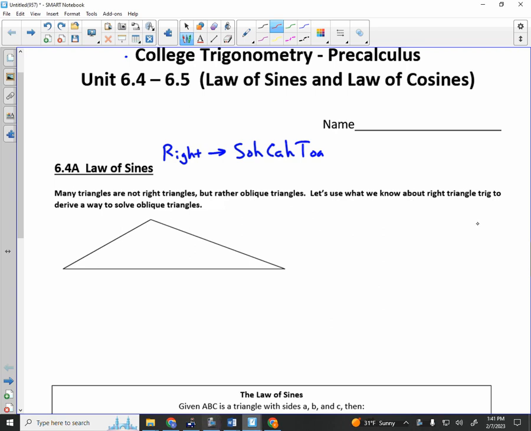A lot of people, this is their favorite unit of trigonometry. I think from here on out, I just think trig is super cool. I can't think of a unit we cover that isn't fun. But this one, kids seem to really gravitate towards.